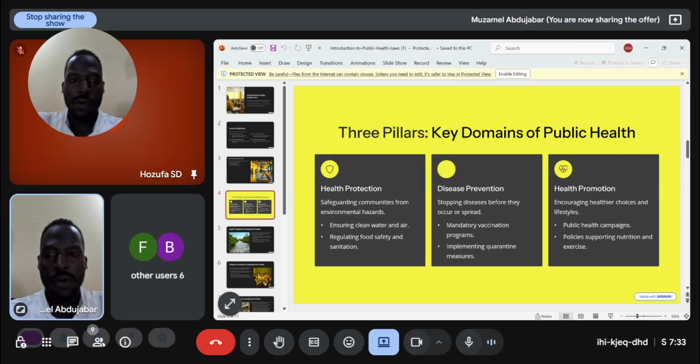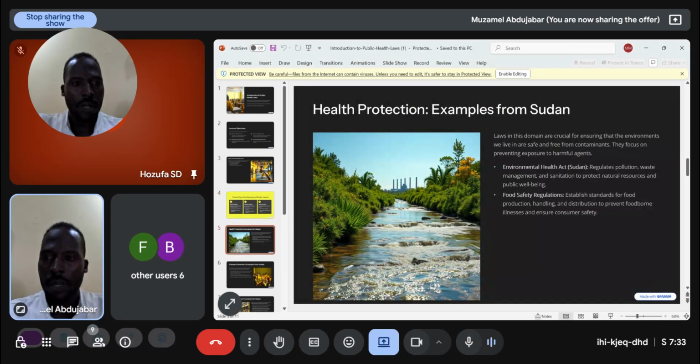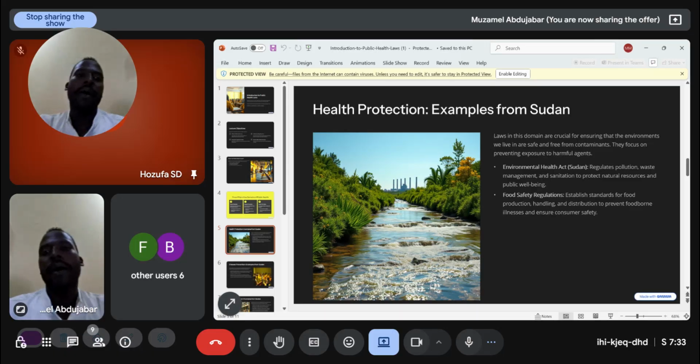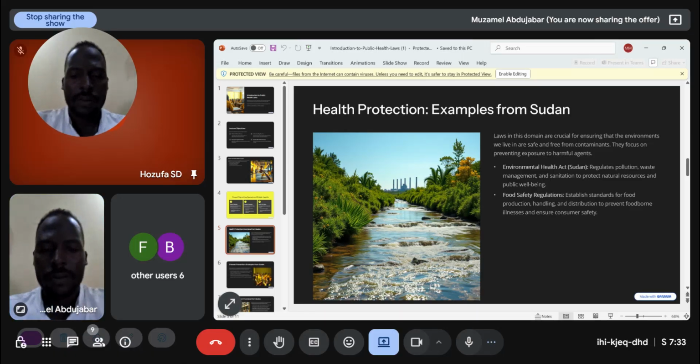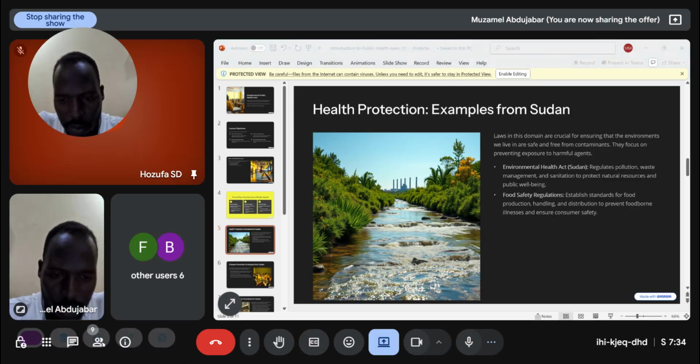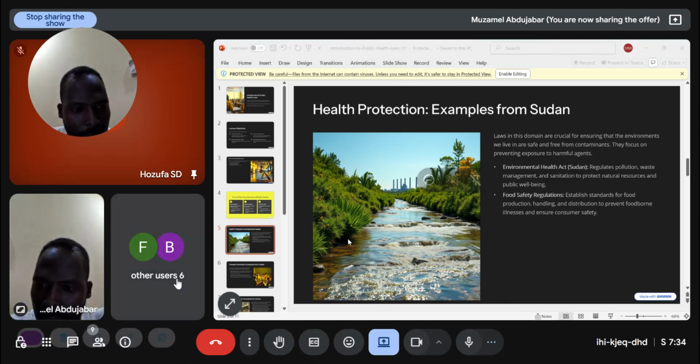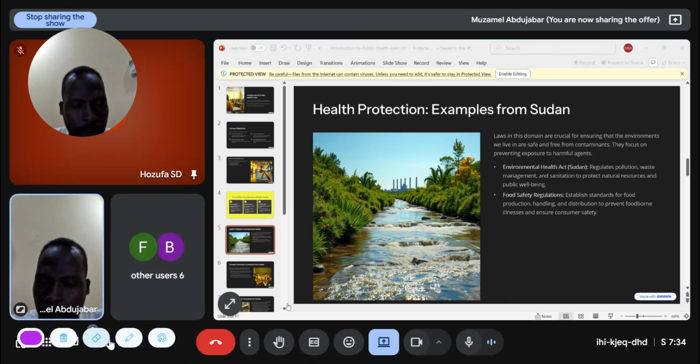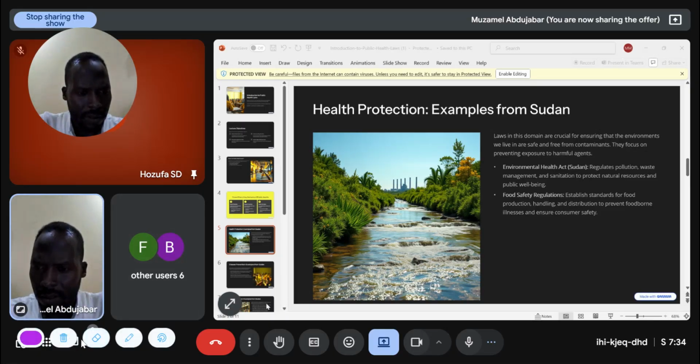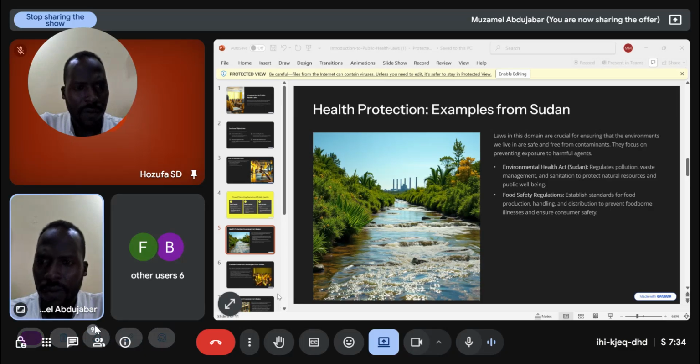Now let us to go to next. Health, please mute yourself. Mute yourself for those have noise around.